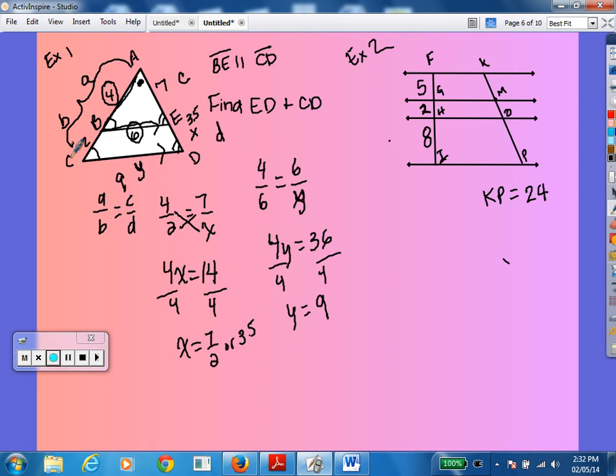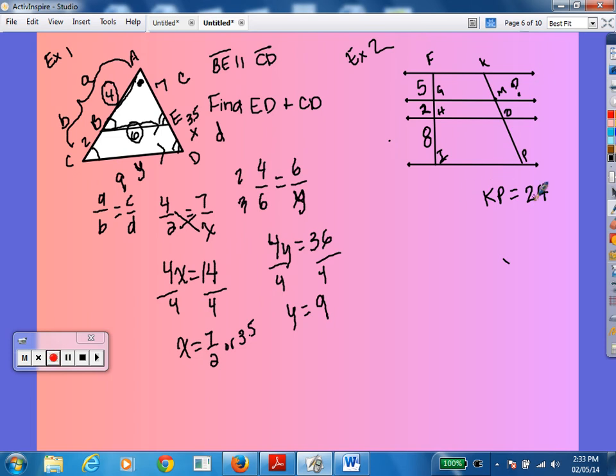So it must be a 2 to 3 proportionality there, because that's 2 to 3 as well. All right, so that's how you would do that one. Example 2. Let's say I want you to find the measure of KM. I want you to tell me what this measure is, okay?